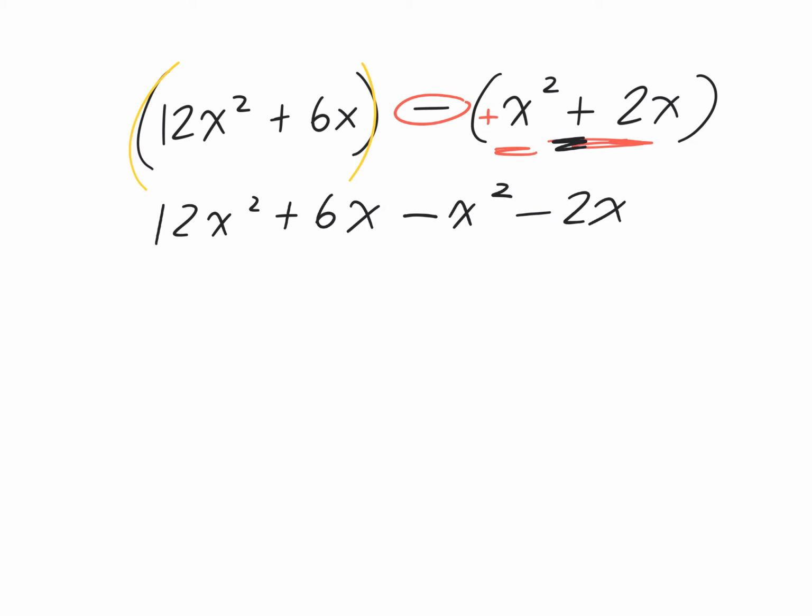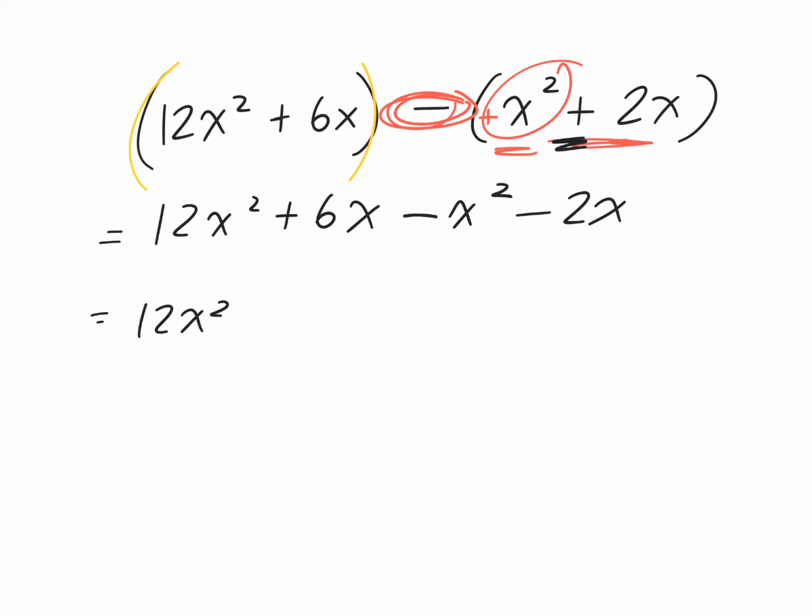Does this make sense? We're taking away the x squared, and we're taking away the 2x, right? Now can I take an x away from an x squared? No. So what do we have to do with this expression? Rewrite it first. We did this the other day. Rewrite it, rearrange it, and put all of your like terms together.